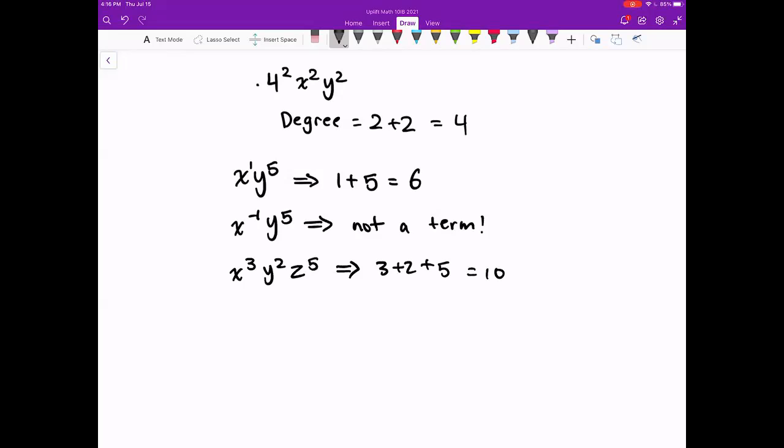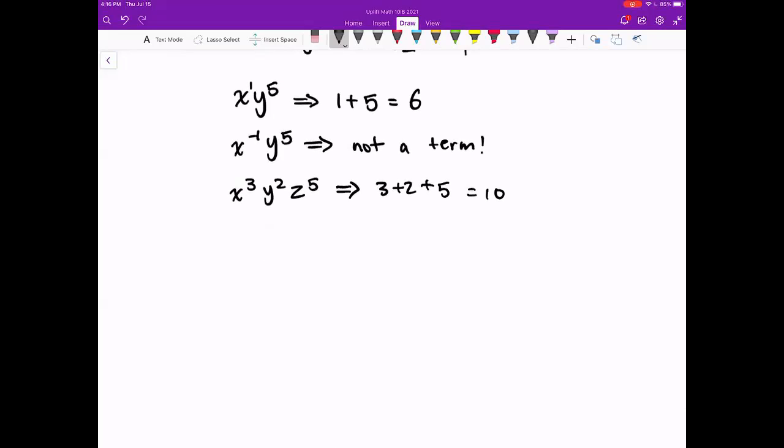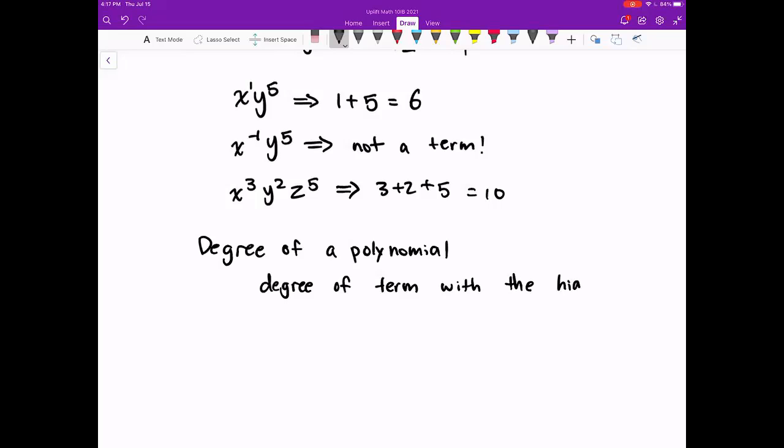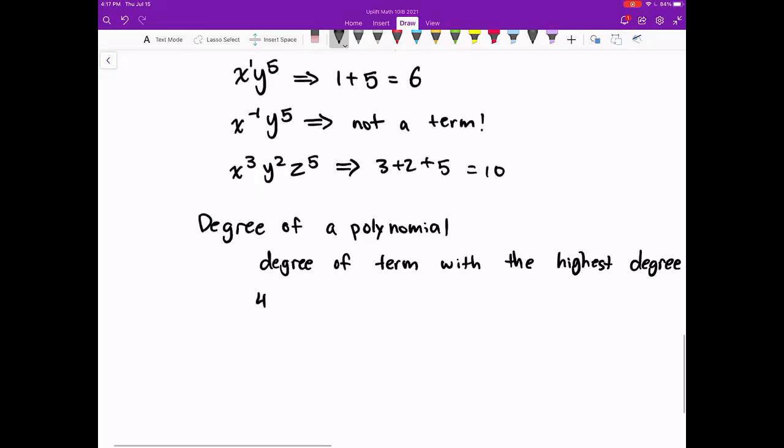Okay, sure. So what we're going to go over now is the degree of a polynomial. It's technically the degree of the term with the highest degree. It's kind of confusing, but we'll do a lot of examples. So we could have the polynomial 4x cubed plus x to the power 5 plus 7x squared.